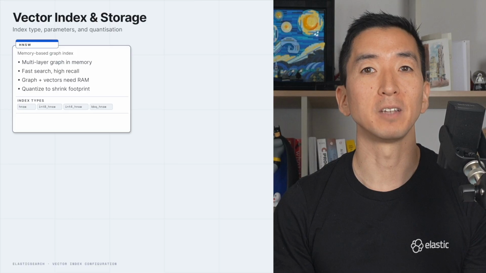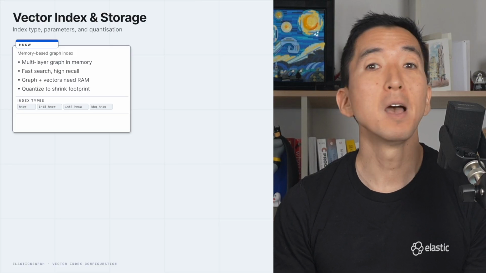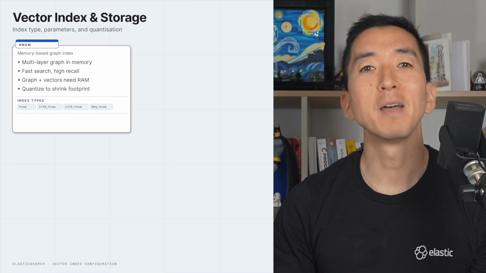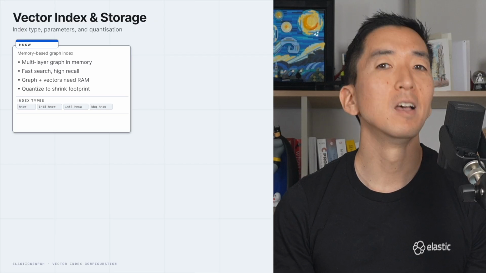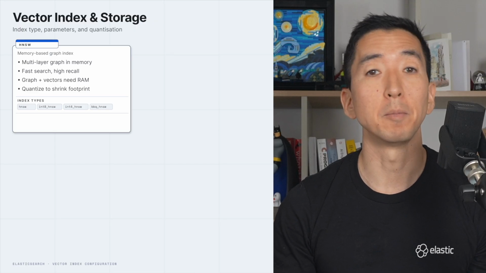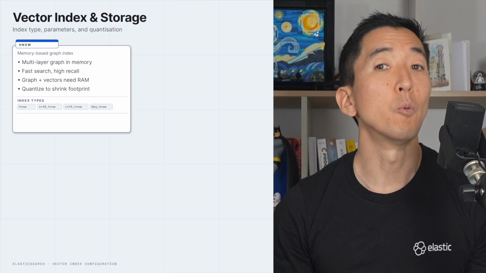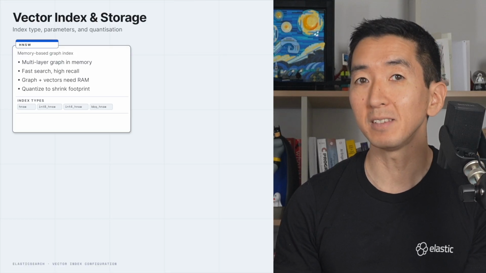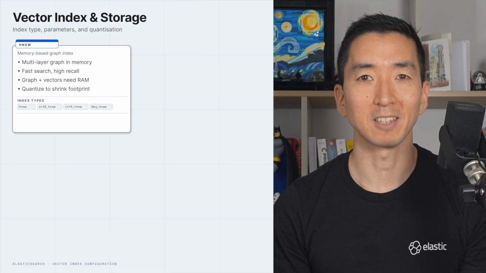They've now got some sort of an embedding model outputting vectors. What they need is a vector index and storage configuration, which will determine how they're stored, compressed, and searched. The key configuration targets here are the vector index type, parameters within that vector index type, and quantization. Broadly, there are two families of common vector index types these days. One is HNSW, which is memory-based, and the other is a disk-based index.